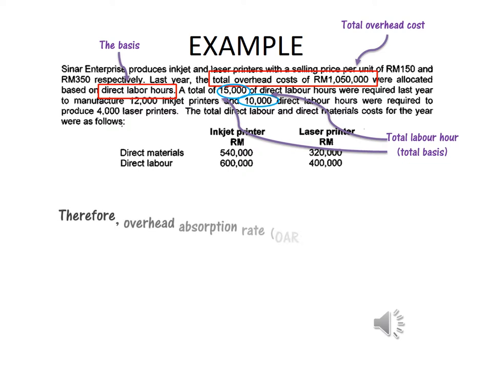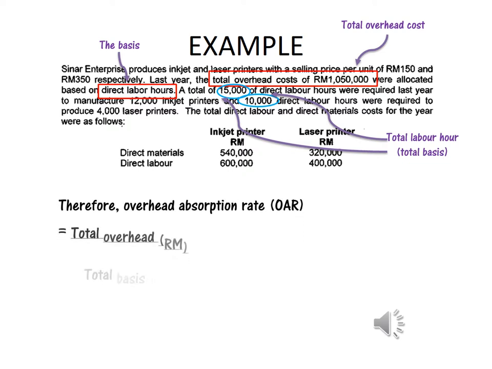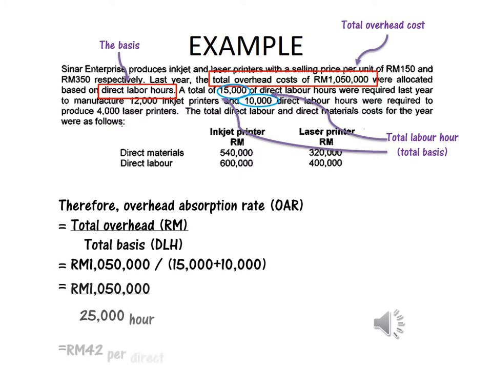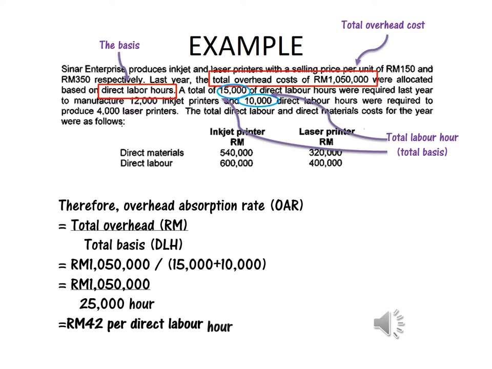Therefore, the overhead absorption rate is calculated below. The formula, as explained before, is total overhead divided by total basis. As per the question, the basis is direct labor hours. Thus, 1,050,000 divided by the total labor hours, which means 15,000 labor hours for inkjet printer plus 10,000 labor hours for laser printer, a total sum of 25,000 labor hours. The answer will be Ringgit Malaysia 42 per direct labor hour.